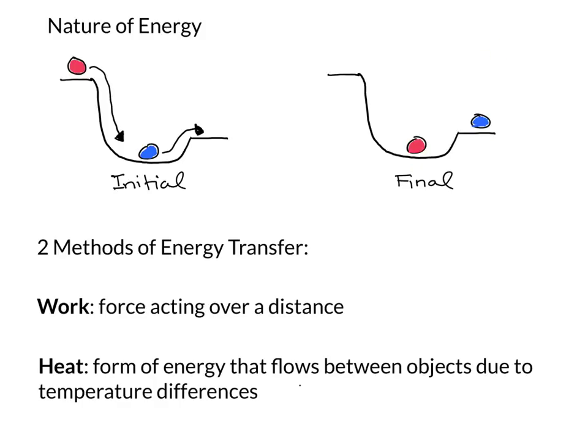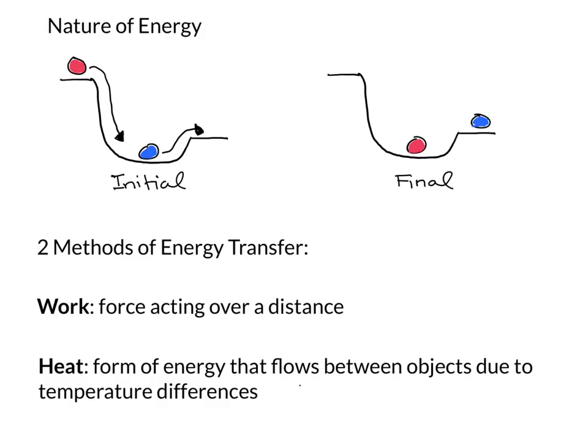And the reality of it is that there isn't a direct transfer because the red ball is actually moving along the surface. So additional energy transfer is occurring between the environment and the balls. The balls themselves are not the only things that are exchanging energy. So there are two typical methods of energy transfer. You either have work or heat.